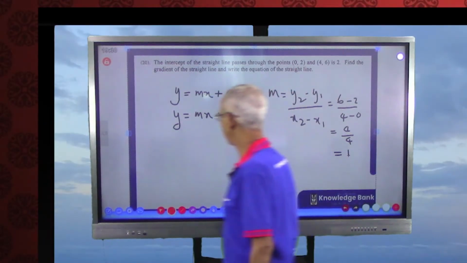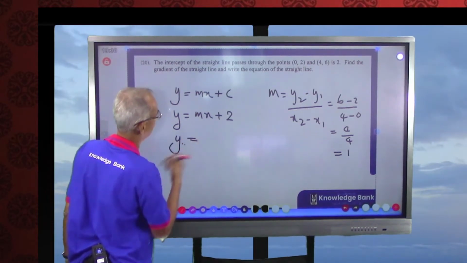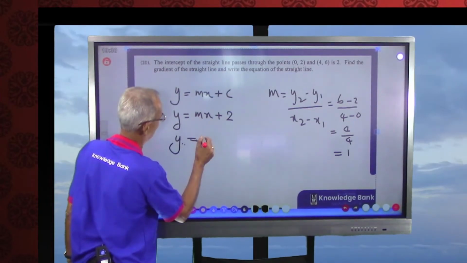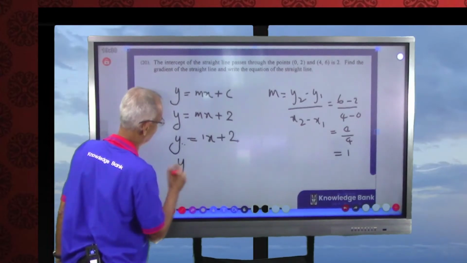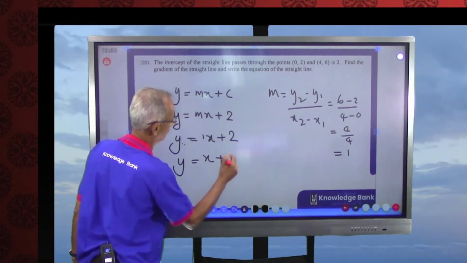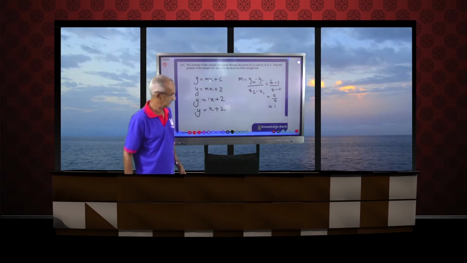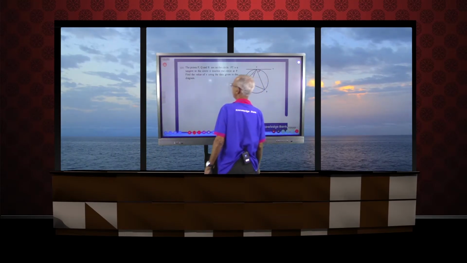Then the equation of the straight line is y = mx + c. M is 1, so 1x. If you write 1x, no problem, the intercept is 2. But we'll write y = x + 2. Both answers are correct here. You can write y = 1x + 2 if you need. 1x means x.